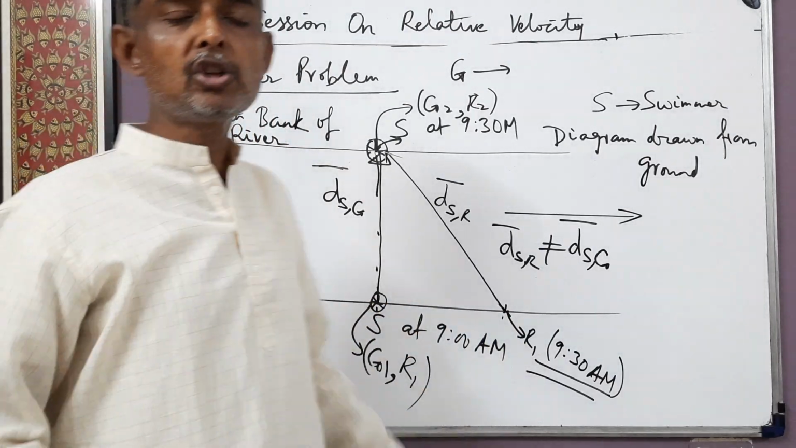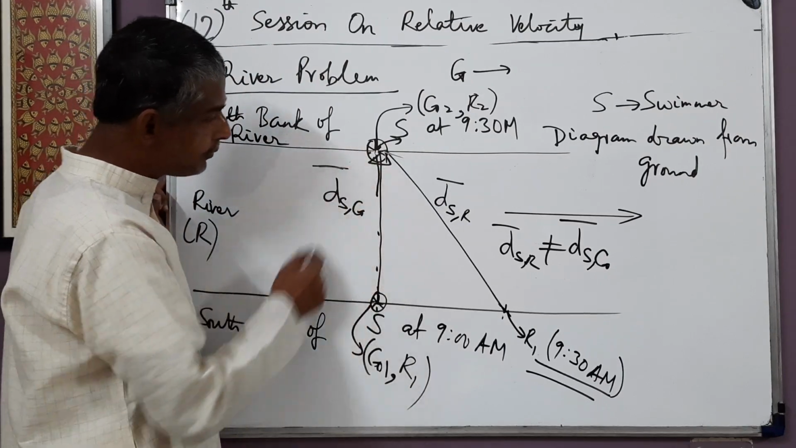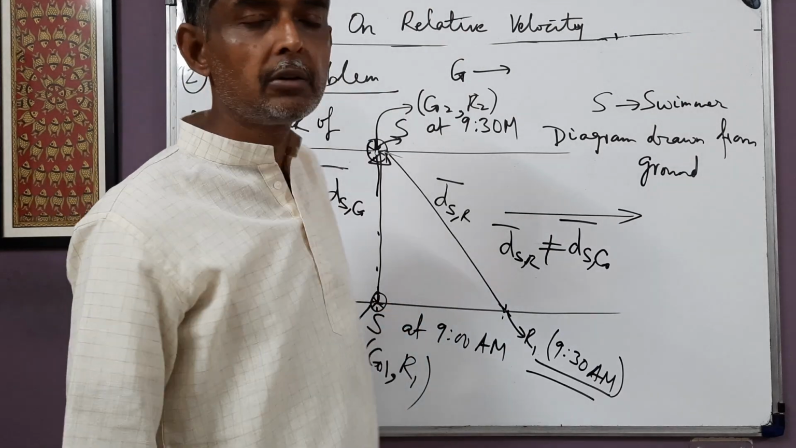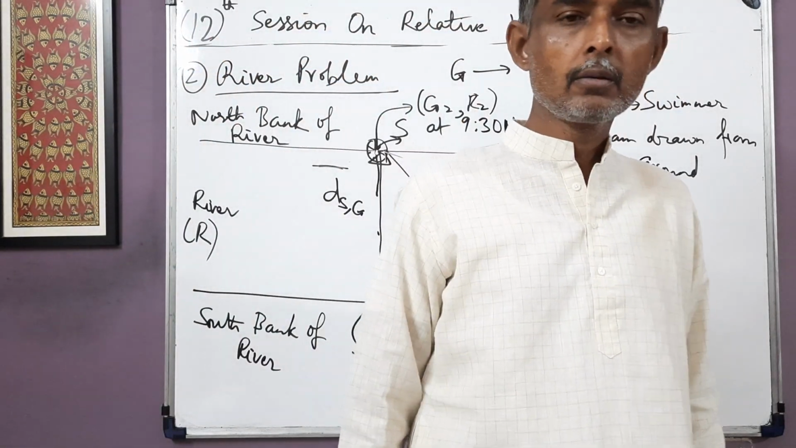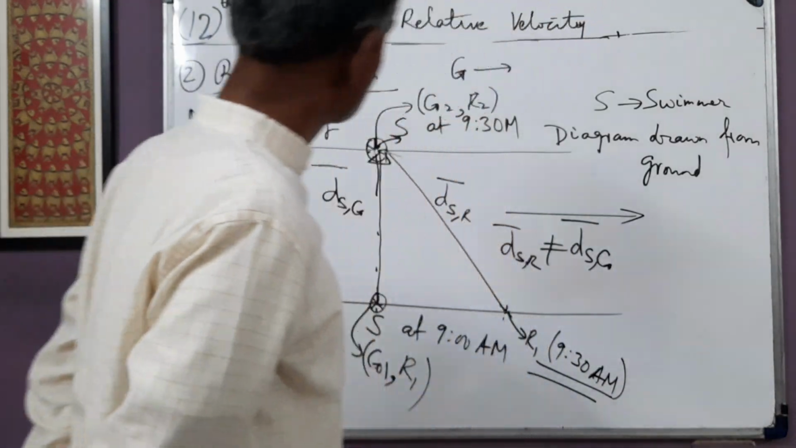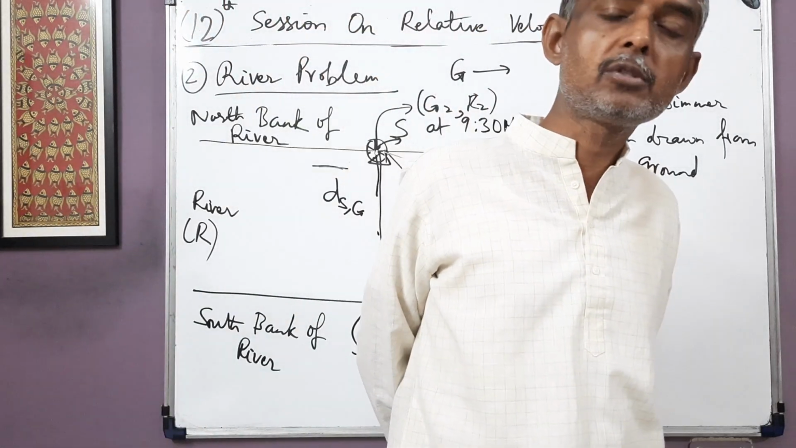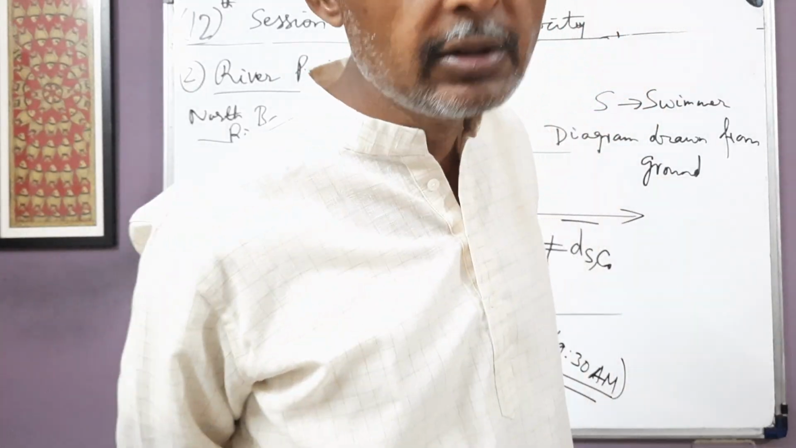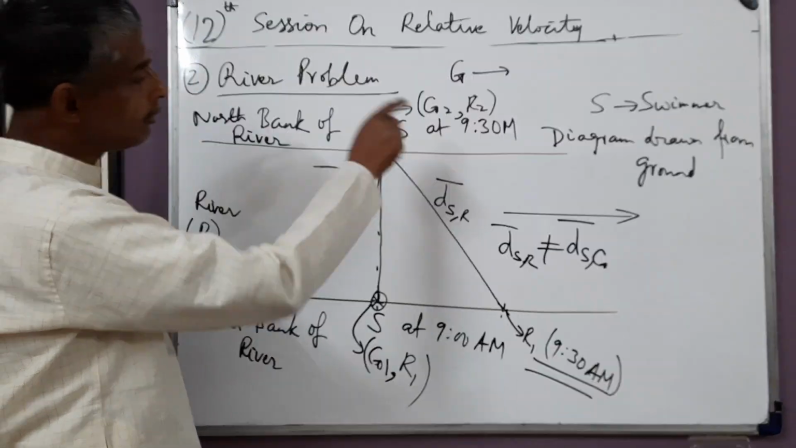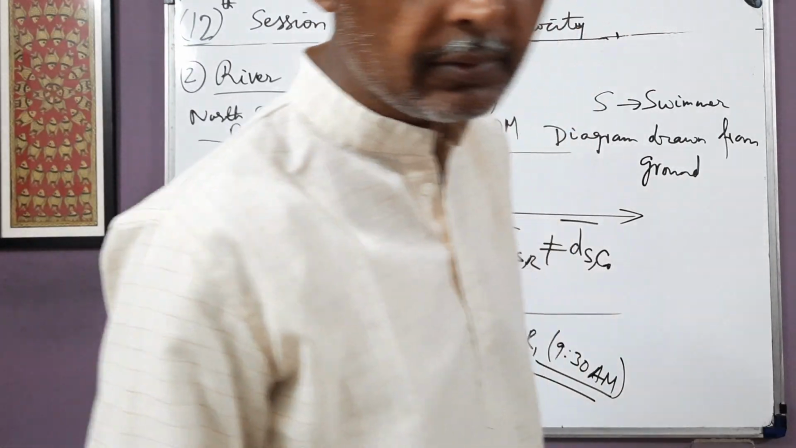And displacement is from initial location to final location. So displacement in the ground frame is from G1 to G2 and displacement in the river frame is from R1 to R2. So that's why the displacement of the swimmer in these two frames is not the same, because the final location of the swimmer in both frames is coincident and the initial location in both frames is non-coincident. Fine. In this case, we drew the diagram from ground. Now we will discuss the same problem by drawing the diagram from river.